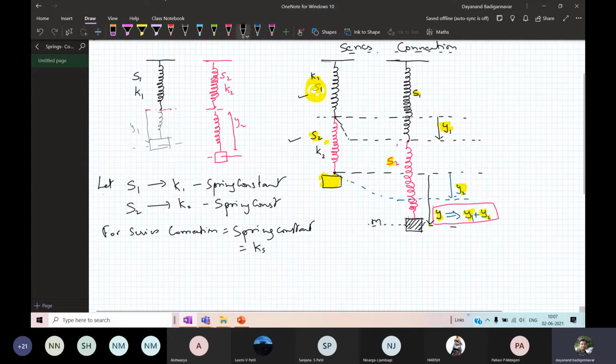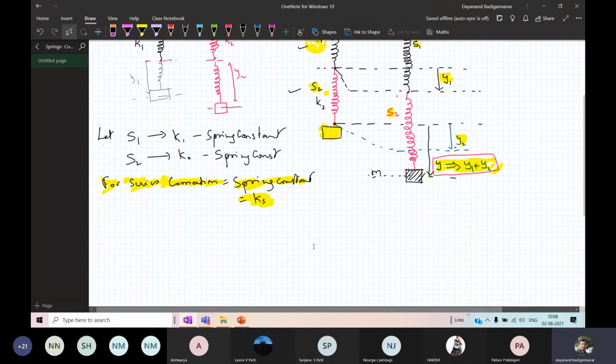Now I have to find the net spring constant when they are connected in series. What is the value of this net spring constant in series? That I have to find. And here this equation is very important. You know that y is equal to y1 plus y2. The net displacement of the two springs in series is the extension in the spring S1 plus the extension in the spring S2. So I have to first go for the spring S1.